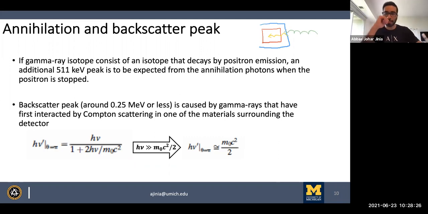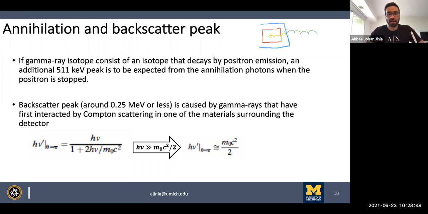And we do an approximation. For the energy of the incoming photon much, much greater than 511 keV, it just reduces to m naught c squared divided by 2 if we do the math. And therefore, the backscatter peak is at an energy of 0.25 MeV or less.